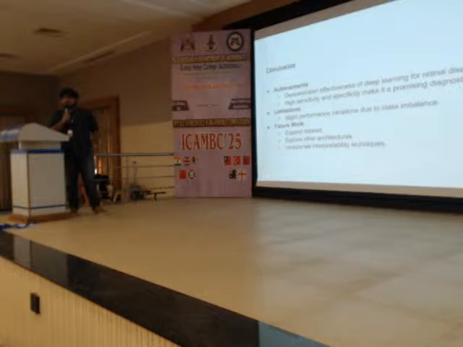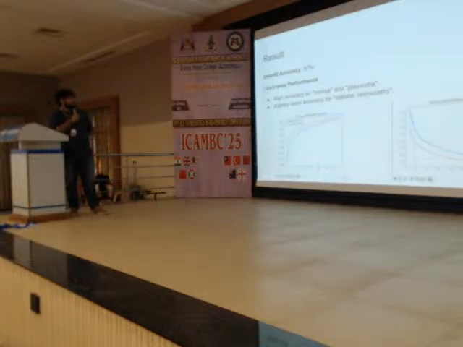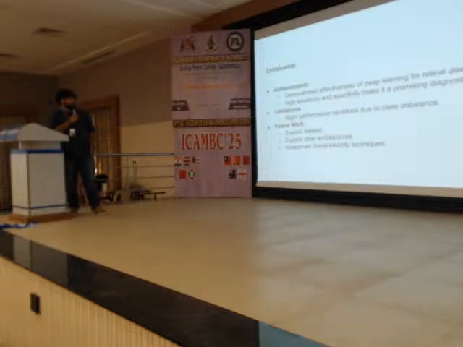Result. So my overall accuracy is 87%. This is my accuracy chart and then validation loss chart. Conclusion. So by using this model, I demonstrated the effectiveness of deep learning for retinal disease classification. I have some slight misclassification, so that is the limitation. So in future, I need to expand the data set and explore other architectures. I will incorporate interpretability techniques. That's all.